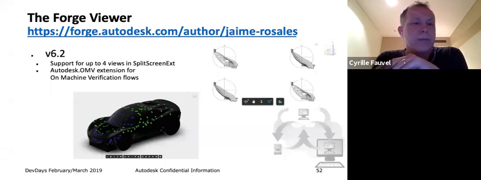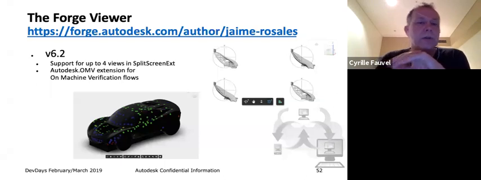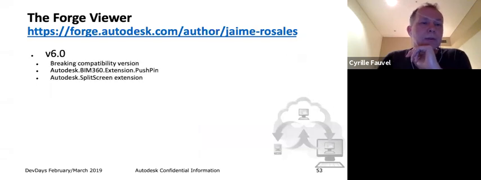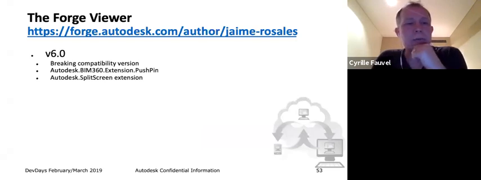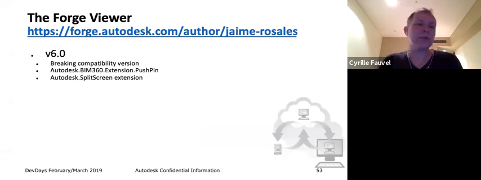The OMV extension for machine verification workflow was in version 6.2. 6.0 was a breaking compatibility version. That's why it's a major version. So one of the changes which happened during the year is that now we really do major versions for breaking compatibility, whereas the dot versions are more like incremental versions, which was not the case before. We were for a long time on version 2 with breaking versions. So now the versioning schema has changed and is really consistent with industry standards.